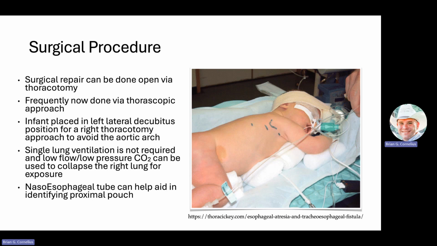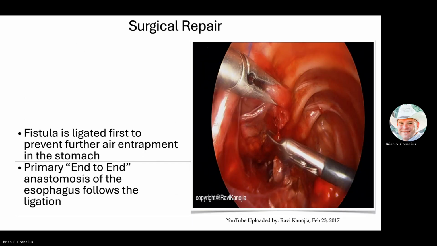Again, we don't have to utilize single lung ventilation as long as you're able to utilize an oscillatory approach. If you've taken a nasogastric tube that's actually going down into the esophagus, it may be helpful for the surgeon as he's palpating things to identify that proximal pouch. So first thing you do is ligate the fistula, so you no longer have communication between the trachea and the esophagus. And then after that, they just go through and do an anastomosis of the esophagus to the distal pouch.